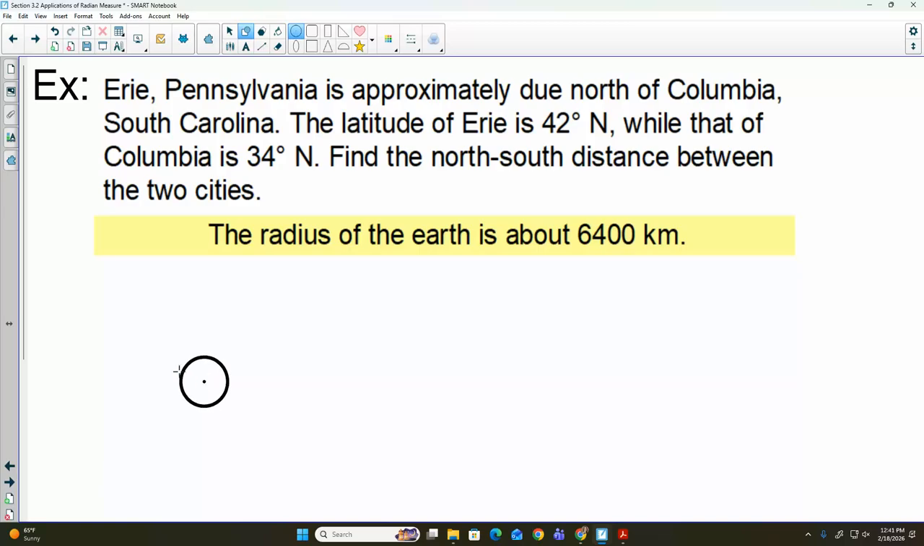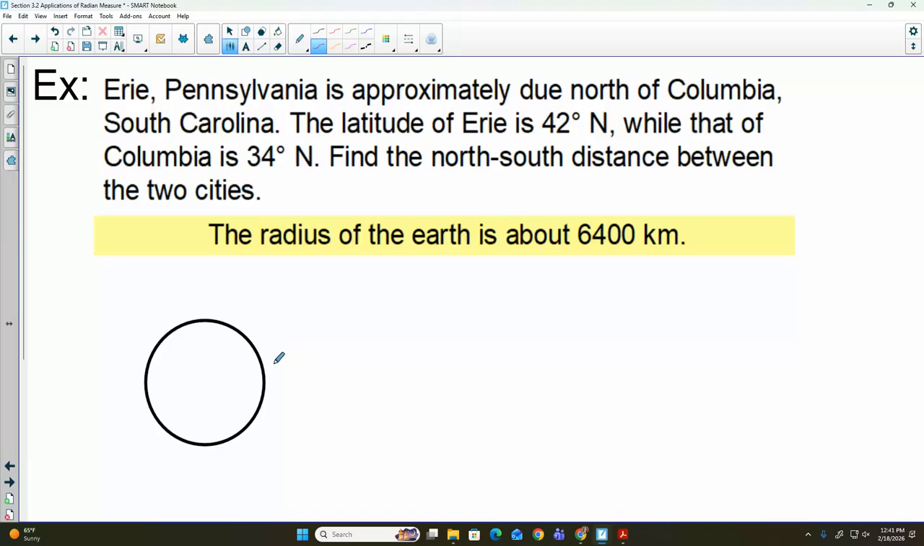So we know the Earth is round, right? Does everyone agree with that? Nobody's going to argue with me there, hopefully. So I gave you two cities. And I gave you a latitude for each of those. What am I able to do with those two measurements?